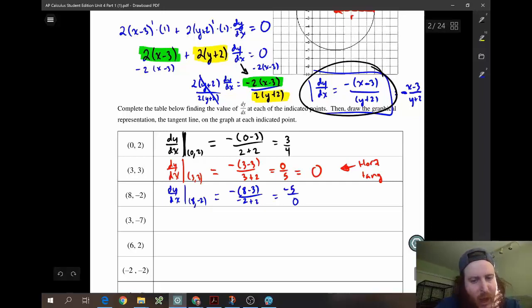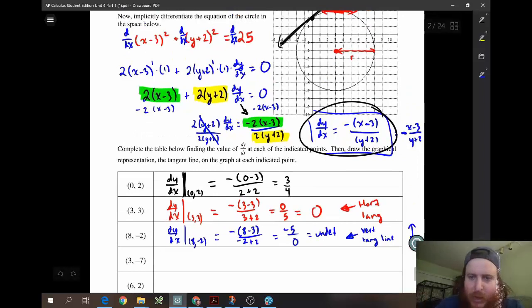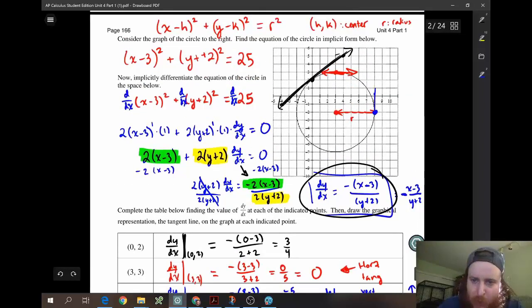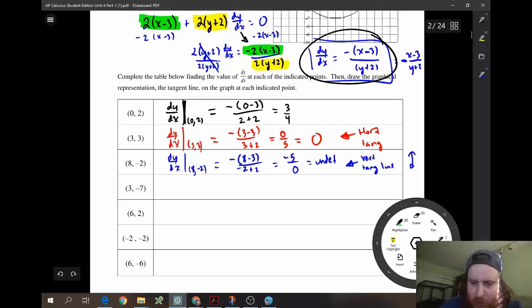Now, when we have 0 in the denominator, that's undefined. But we want to remember that 0 in the denominator as a slope is like a vertical slope. That's what a vertical slope looks like, up 5 over 0. So this is a vertical tangent line. Normally we would have said this was not differentiable, and it technically is not differentiable. But we can still draw a tangent line. So at (8, negative 2), technically the derivative is undefined, it's not differentiable. And why? Because it makes a vertical tangent line. Okay, next one, (3, negative 7).